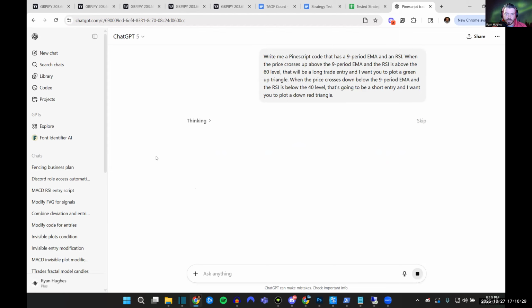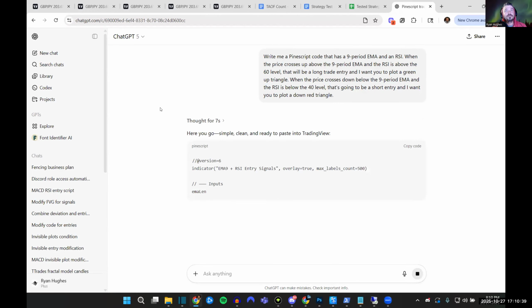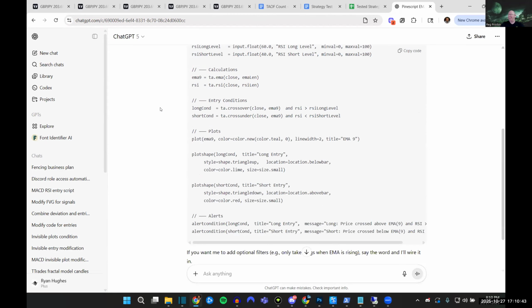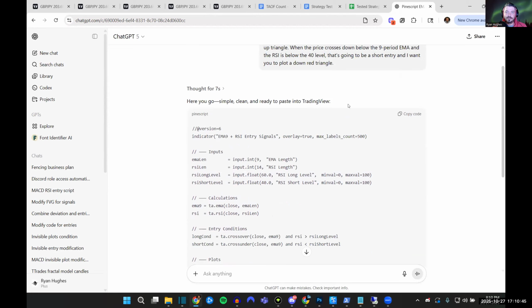Our friend ChatGPT here is going to think about this for just a moment. Have you ever had it say Pine script with a different pronunciation? I don't know, it's done that to me a few times. Really interesting. Okay, so now it says, here you go, clean and simple code.